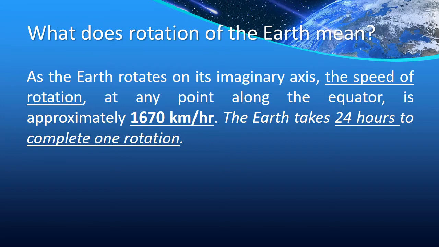What does rotation of the earth mean? What happens due to rotation? As the earth rotates on its imaginary axis, the speed of rotation at any point along the equator is approximately 1670 km per hour. That is the speed of rotation at any point. And the earth takes 24 hours to complete one rotation. And this 24 hours makes a day. So it takes one day to complete the rotation, and because of this rotation we have days and nights.